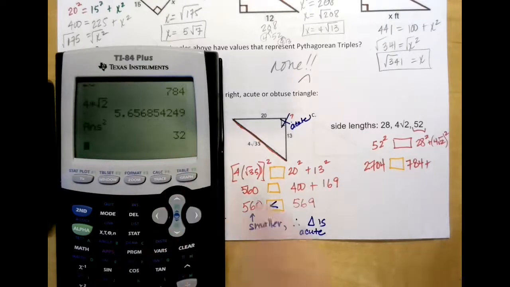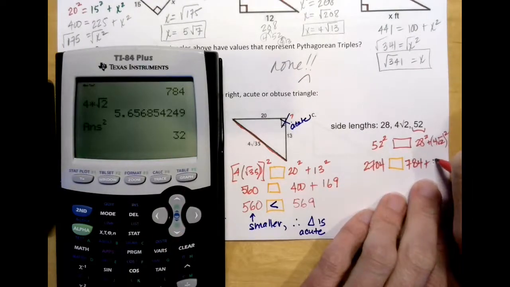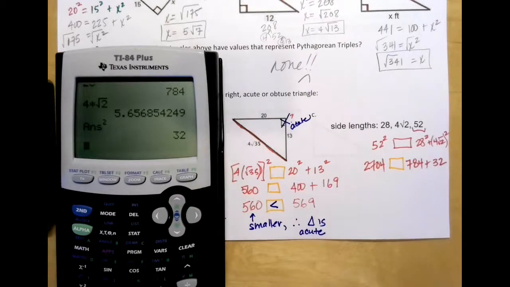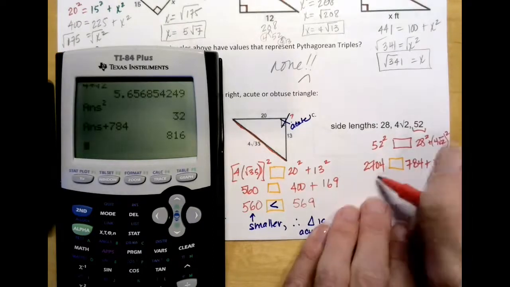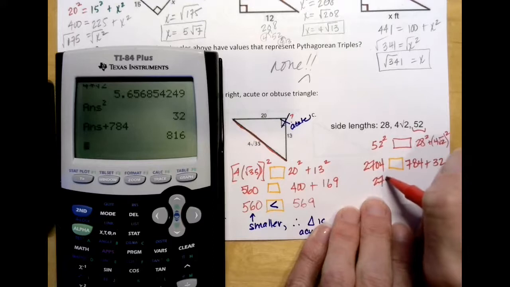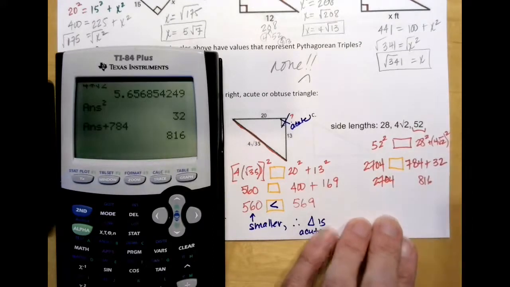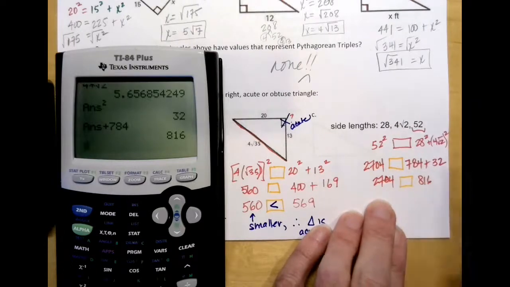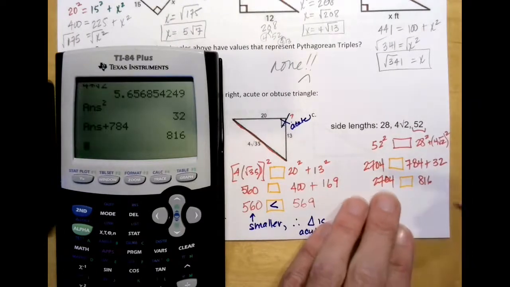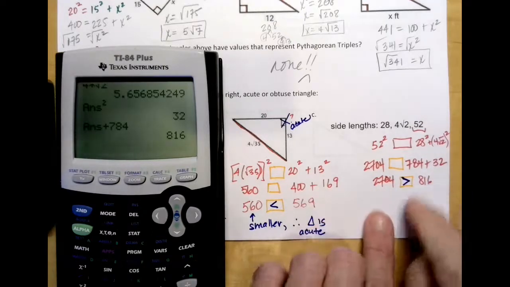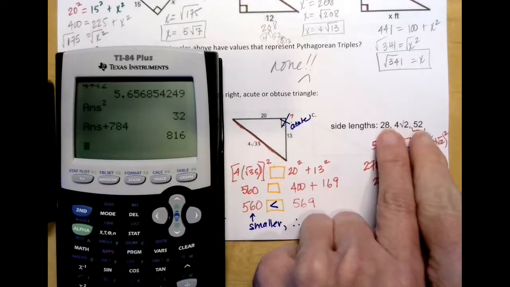squared gives me 32. Now here's something I want you to stop and think about. There's a huge difference between these two. So 32 plus 784. If I'm comparing 2,704 with 816, it's obvious this is much bigger. But it's so much bigger, it makes me wonder, is this even a triangle?